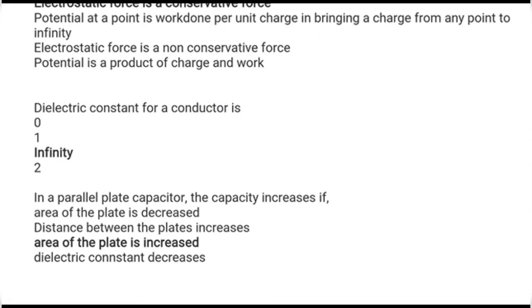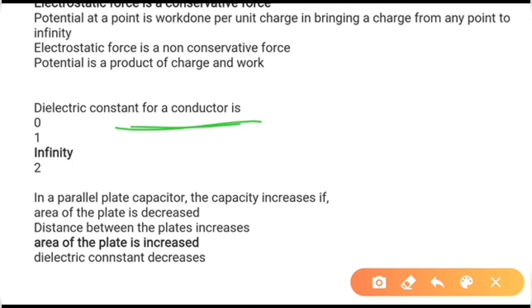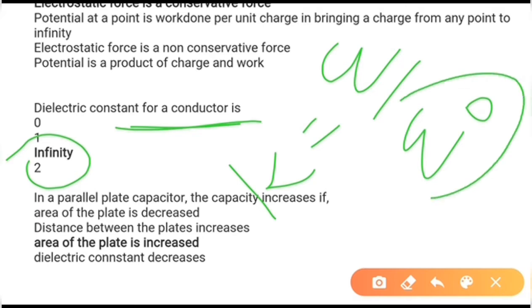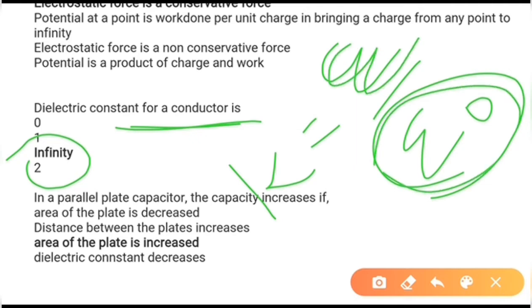Next question. The dielectric constant for the conductor is, exact answer is infinity. The same way, the dielectric constant K is taken as epsilon by epsilon naught. For air medium, the permittivity is epsilon naught. Here epsilon is the permittivity of the taken medium. So the ratio between them is called the dielectric constant of that medium. For air medium, K equal to 1.